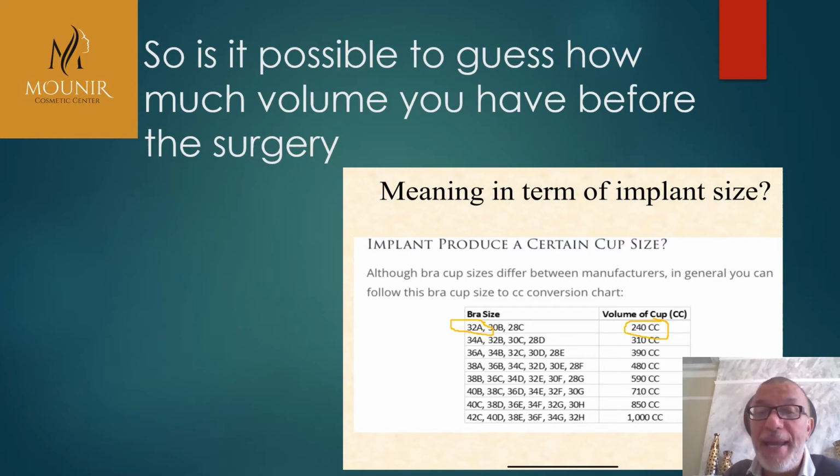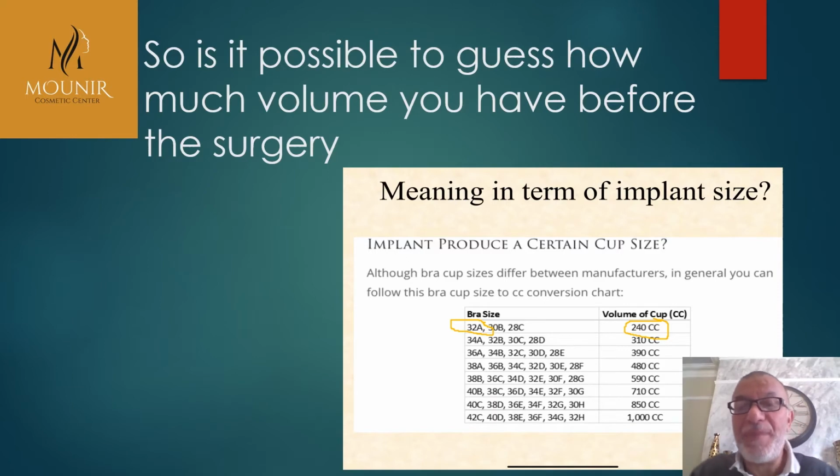Now, if you are an A cup and you tell me, Dr. Mounir, I want to go to a C cup, I will start to think I need to give you two cup sizes. One cup size, like I just said, is about 150 cc, so 2 cup sizes is about 300 cc. So giving you 350 cc should take you to a nice full C.